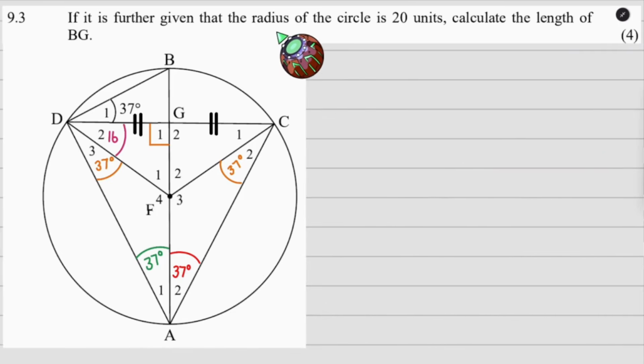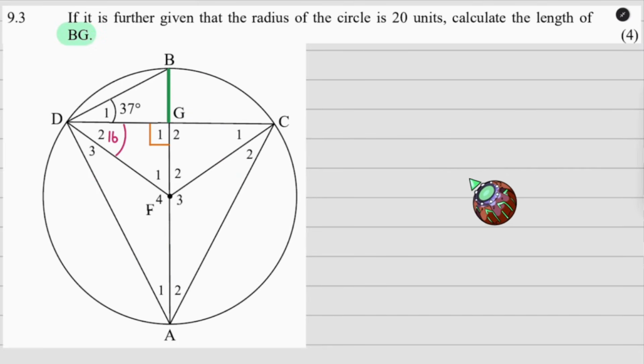And the last question here gives us the radius to be 20 units, and with that we need to calculate the length of BG. And how we're going to do that is with our 90-degree triangles. We're going to use SOHCAHTOA. So if the radius is 20, then the length of DF is 20.